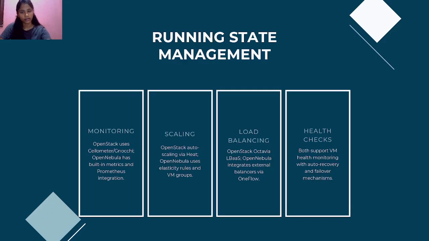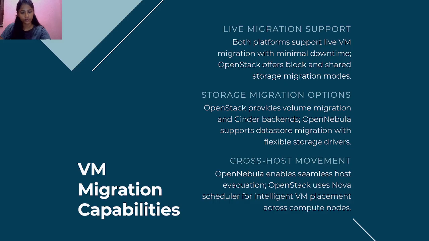Running state management. This slide explains how VMs are started, stopped, paused, and monitored during the operation. Here, this includes monitoring, scaling, load balancing, and health checks. VM migration capabilities. This shows how virtual machines can be moved between servers for load balancing and maintenance. This includes live migration support, storage migration options, and cross-host movement.